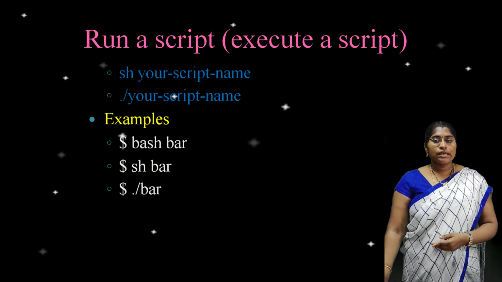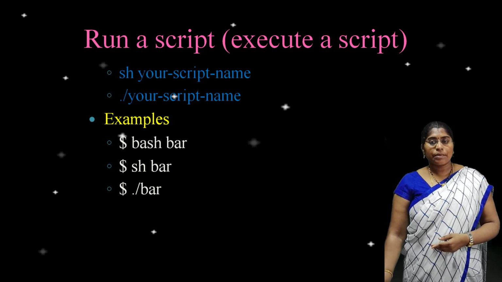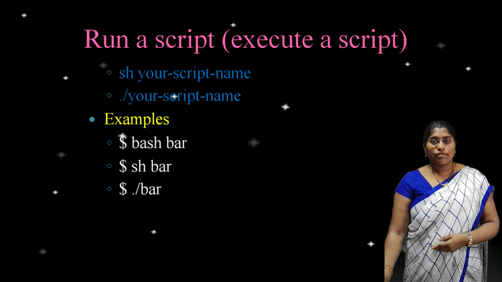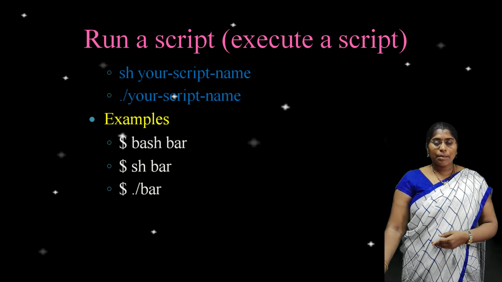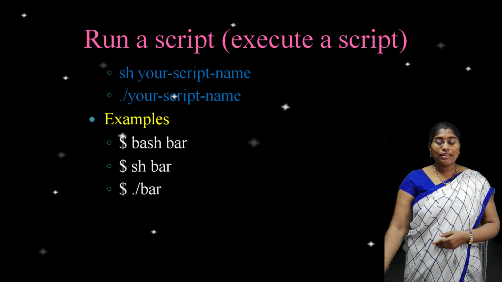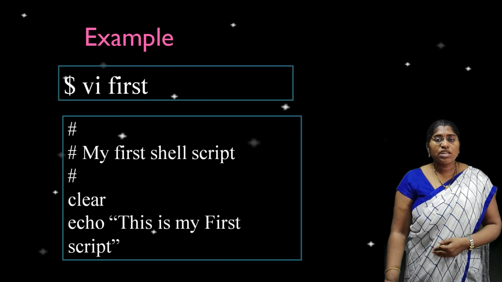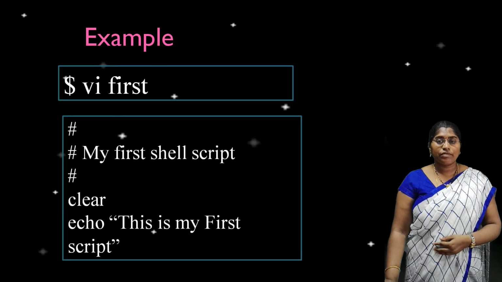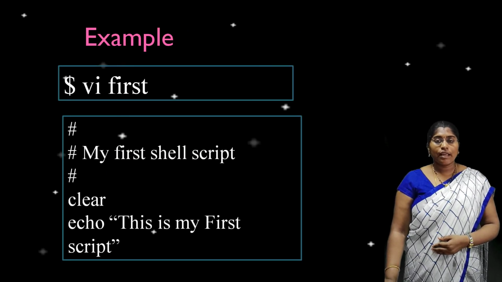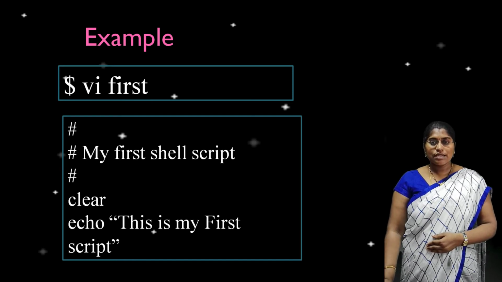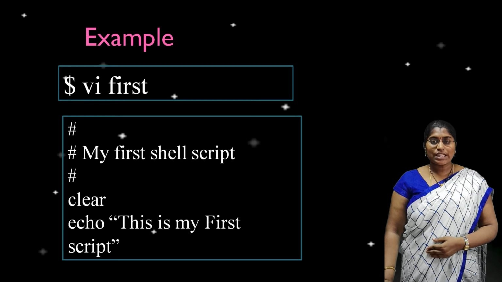So by using ./scriptfile.sh is the syntax for running a new script file. Next, let's take this example. I want to create a script file, that is first script file. By using the vi editor, I want to create a script file. So the syntax is $ vi first.sh. This is the syntax for creating a script file.